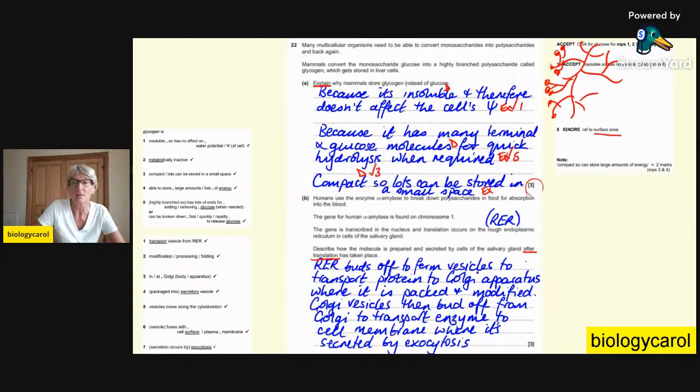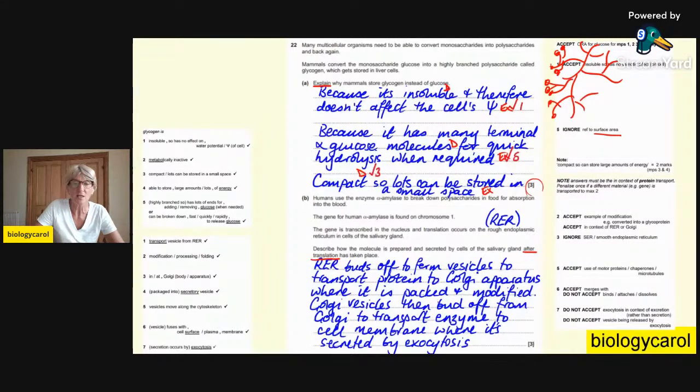So here is the mark scheme. Here are the notes from the examiner about marking, and this is where I got my marks. Now, you would think that I might have got mark point 1, transport vesicle from the RER, but I didn't. The transport vesicle is the name of the type of vesicle that moves between the RER and the Golgi. I didn't say that. I said that a vesicle was used to transport. Not quite the same thing. I didn't give myself the mark. The examiners might have been lenient, but I didn't.